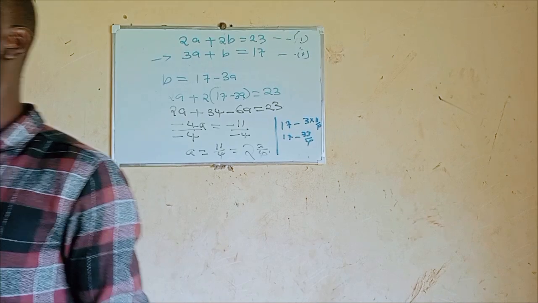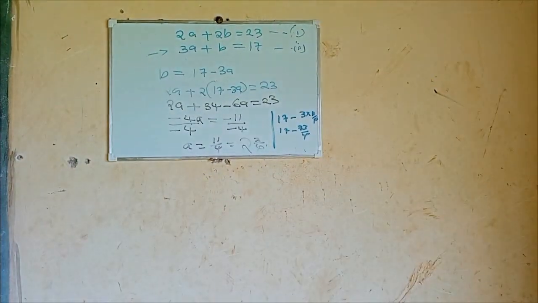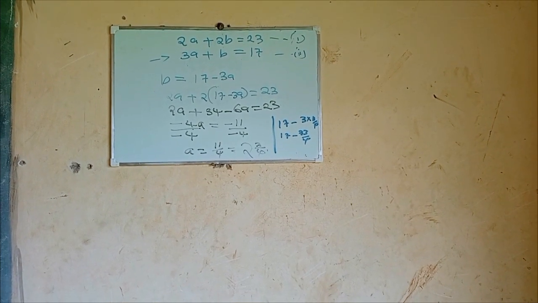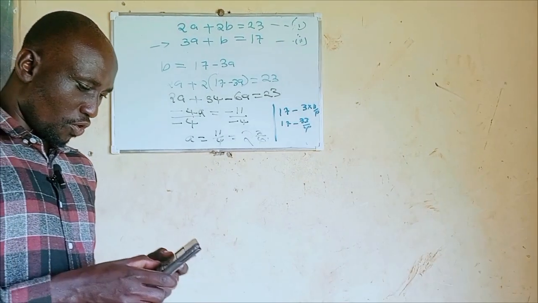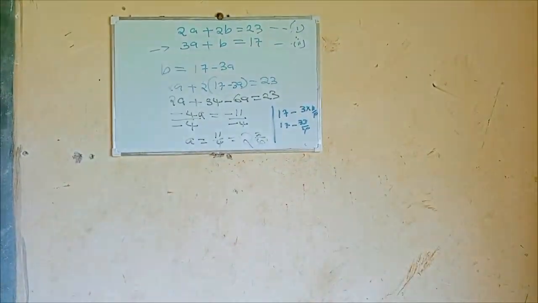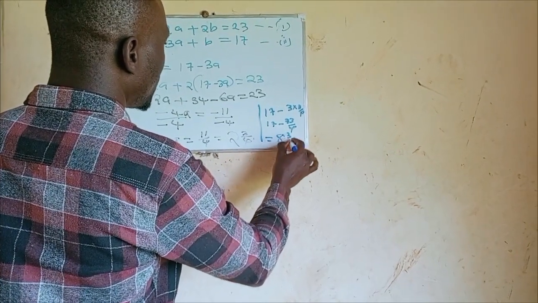Negative? Are you sure it's negative? Can I have a calculator? 17 less 33 over 4 gives me 8 and 3 over 4. The result is 8 and 3 over 4.